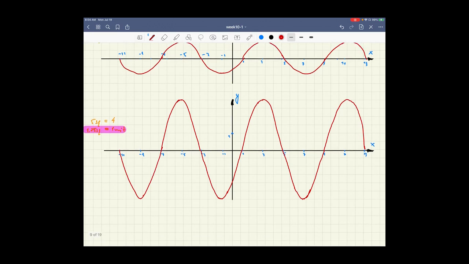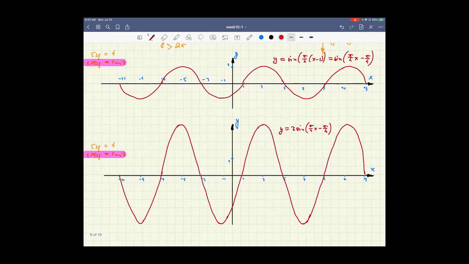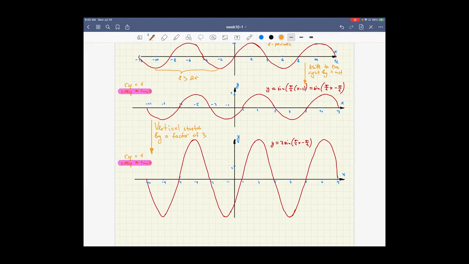And this is the graph of 3 sine of pi over 4 times x minus pi over 4. So the transformation performed from the last step was a vertical stretch by a factor of 3. All right, this finishes this example.